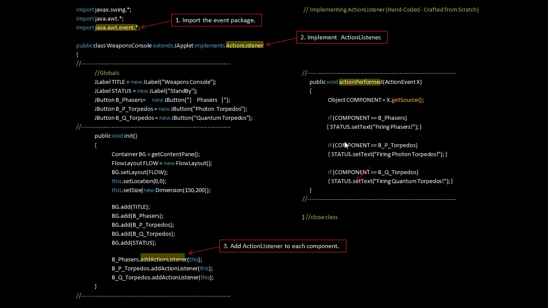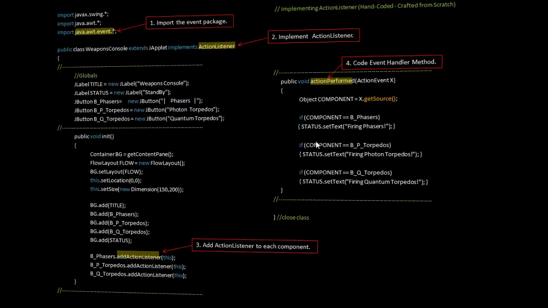And finally, fourth, we have to add the event handler method. And for ActionListener, that's actionPerformed. So we're going to use the function getSource, and once we get the source, we can then detect which component or which button was clicked, and we're going to display some text that's different according to each button: firing phasers, firing photon torpedoes, or firing quantum torpedoes.